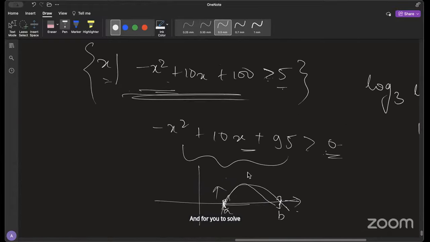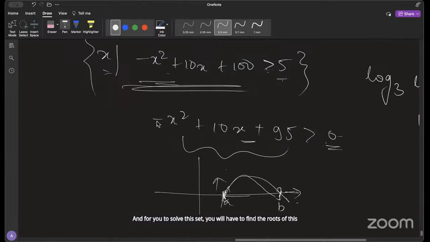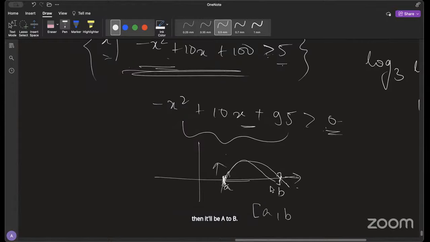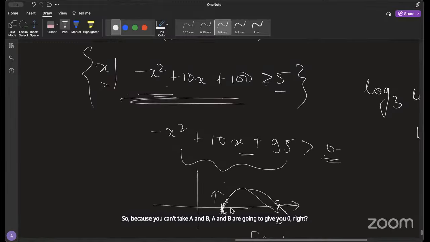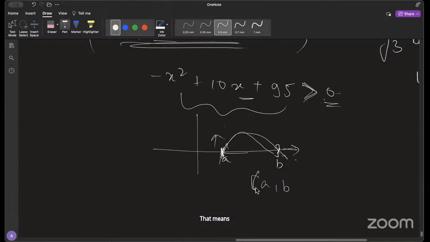And to solve this set, you will have to find the roots of this equation. Consider this a quadratic equation, find the roots of it. And let's say A and B are the roots, then it will be A to B. Because at A and B, this equation will become 0, but we want strictly greater than 0. That means exclude these 2 points, and everything between A and B will give you the value of this equation greater than 0, because it's above the x-axis. That's it.